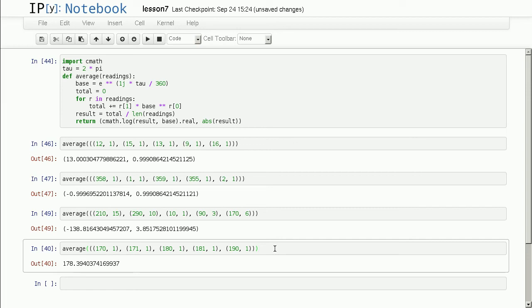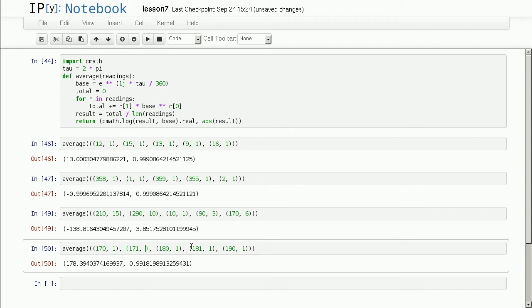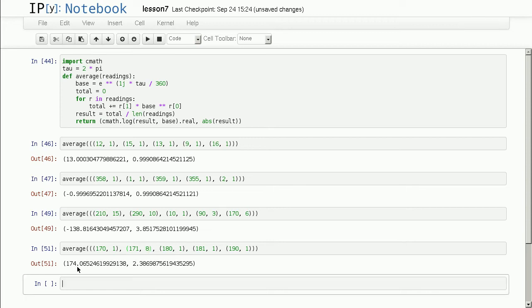Now let's try it on this last set of values. I end up with a very similar result, 178 degrees, and the average speed of 1, unless I tweak some of these, then things change a little bit.